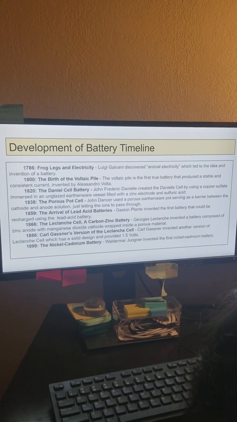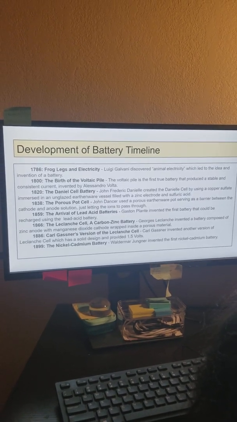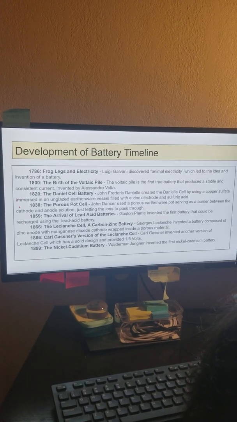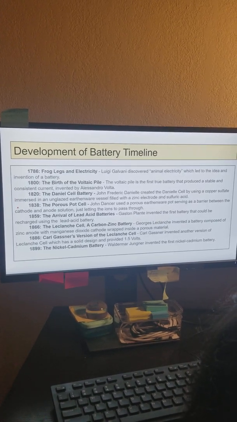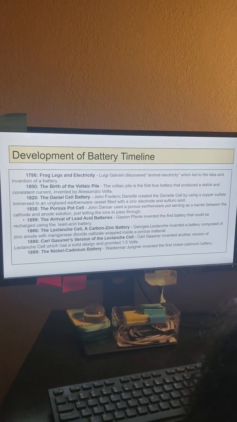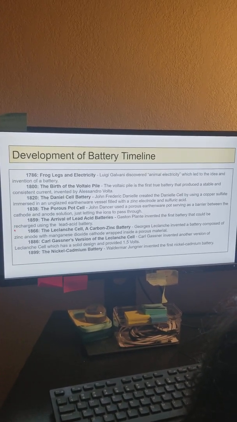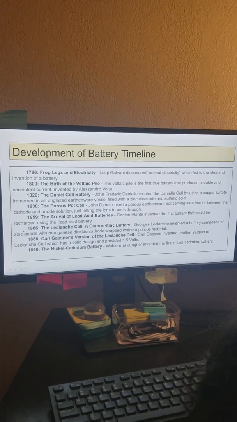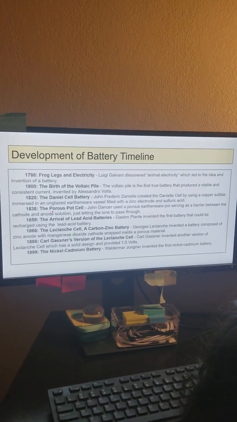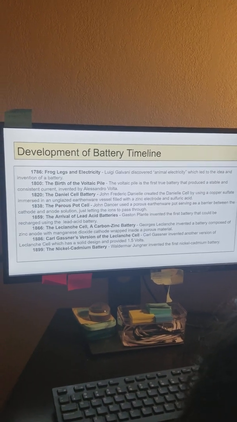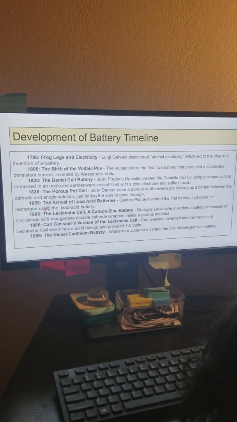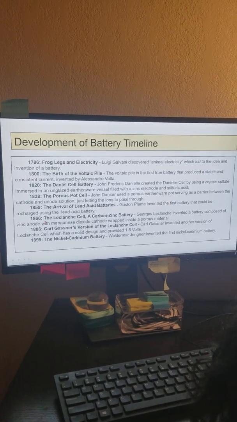1820. The Daniell cell battery. 1838. The porous pot cell. 1859. The arrival of lead-acid batteries. 1866. The Leclanche cell, a carbon-zinc battery. Georges Leclanche invented a battery composed of a zinc anode with a manganese dioxide cathode wrapped inside a porous material.